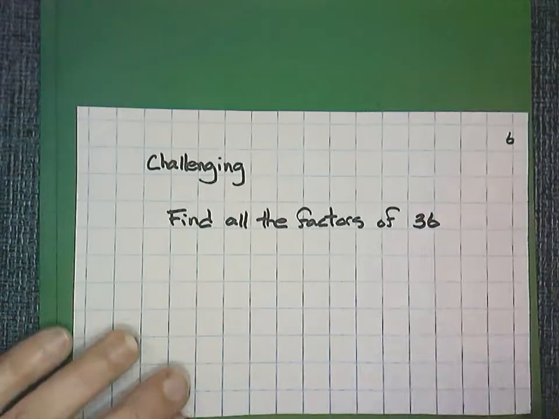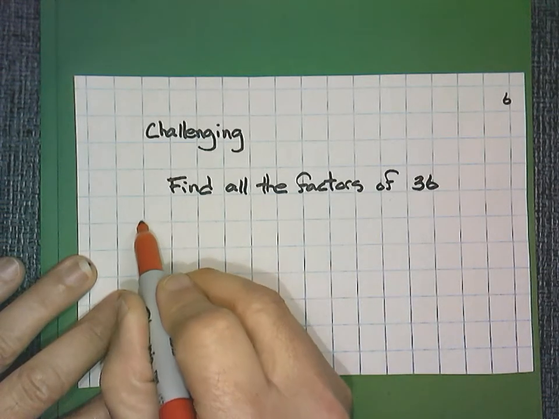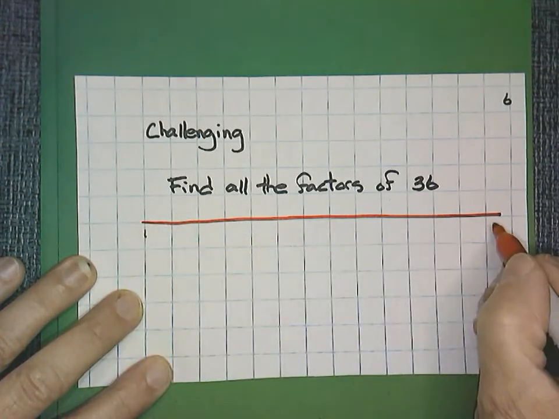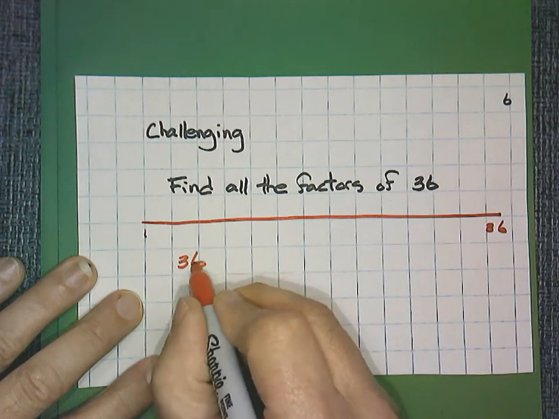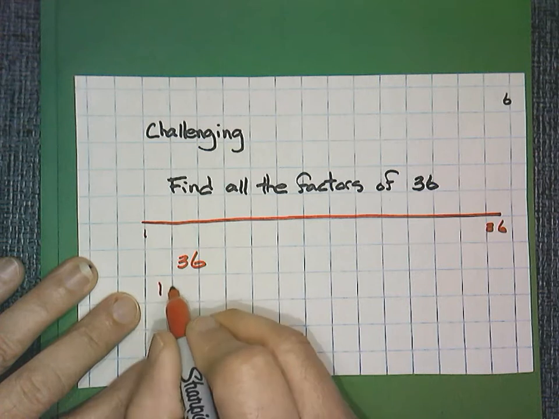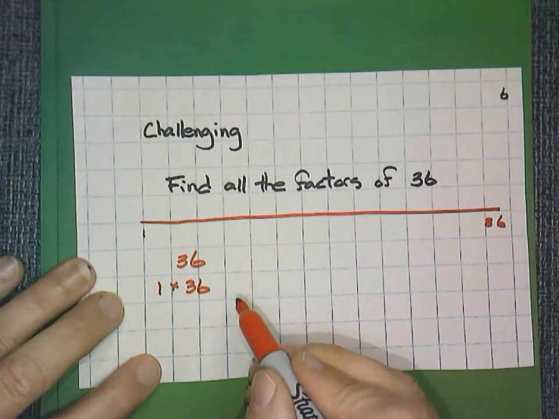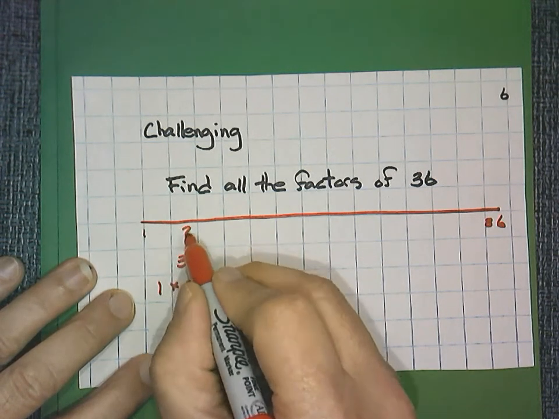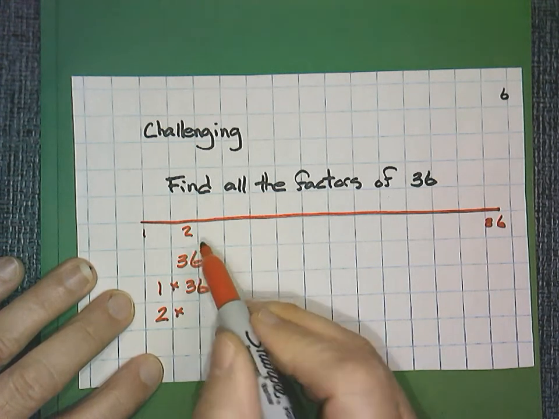Let's do some that are a little bit more challenging. Find all the factors of 36. Remember our idea of the number line, 1 and 36. So I know that to find factors of 36, that 1 times 36 would be factors. 36 is an even number, so I know that there's going to be a factor of 2. Well, 2 times what?